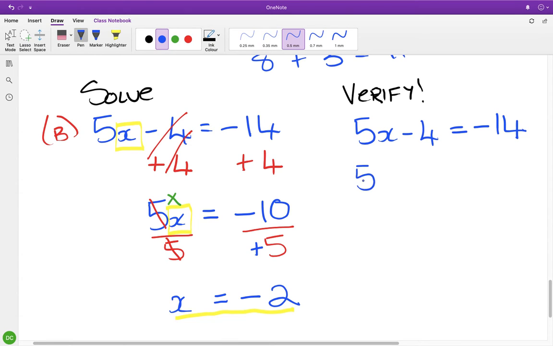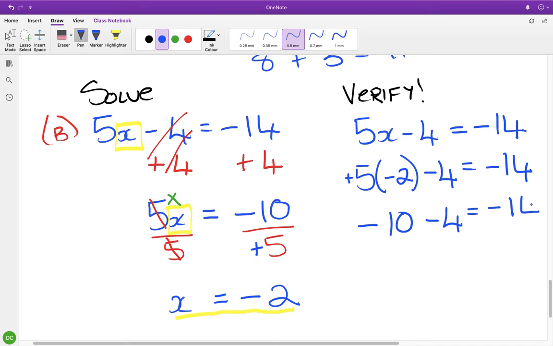So 5 brackets minus 2 minus 4 equals minus 14. This is a plus, this is a minus, and I'm multiplying, so different signs give me a minus. 5 by 2 is 10, and then minus 4 equals minus 14. So does minus 10 minus 4 equal minus 14? Yes, it does. So it works.